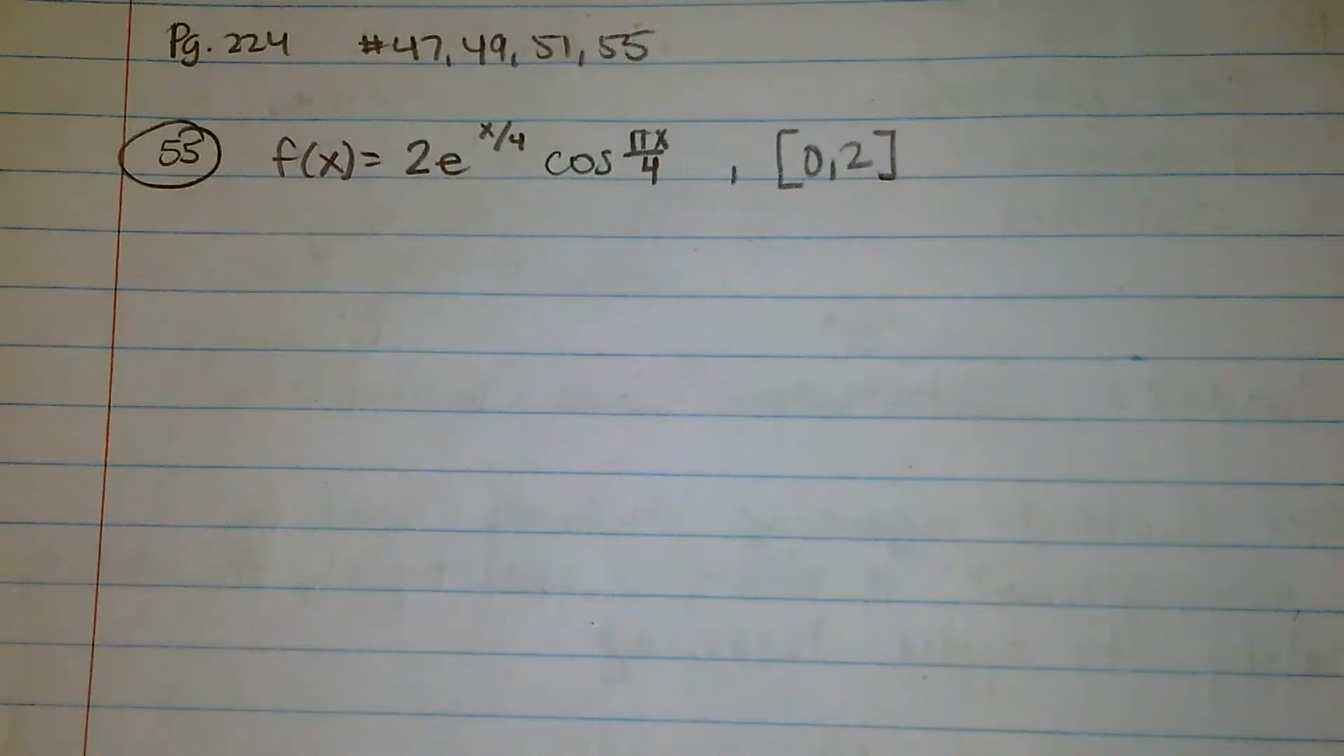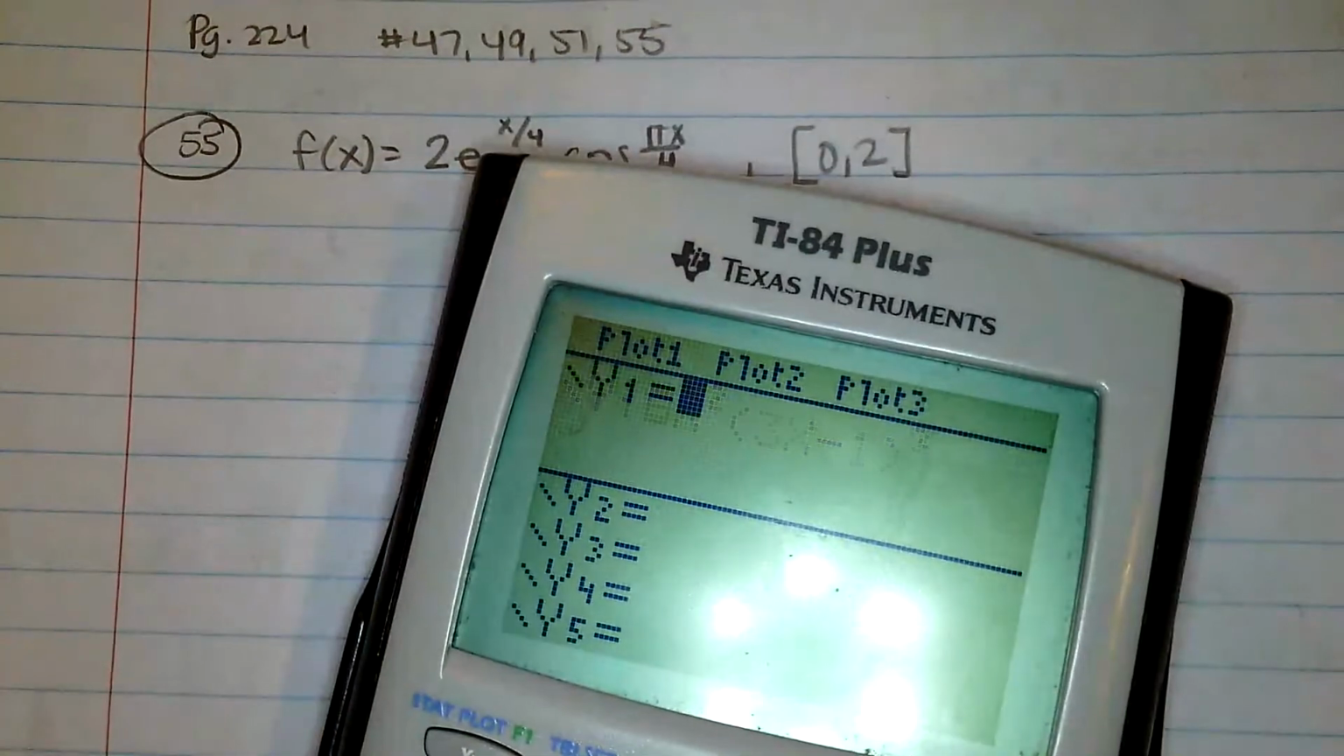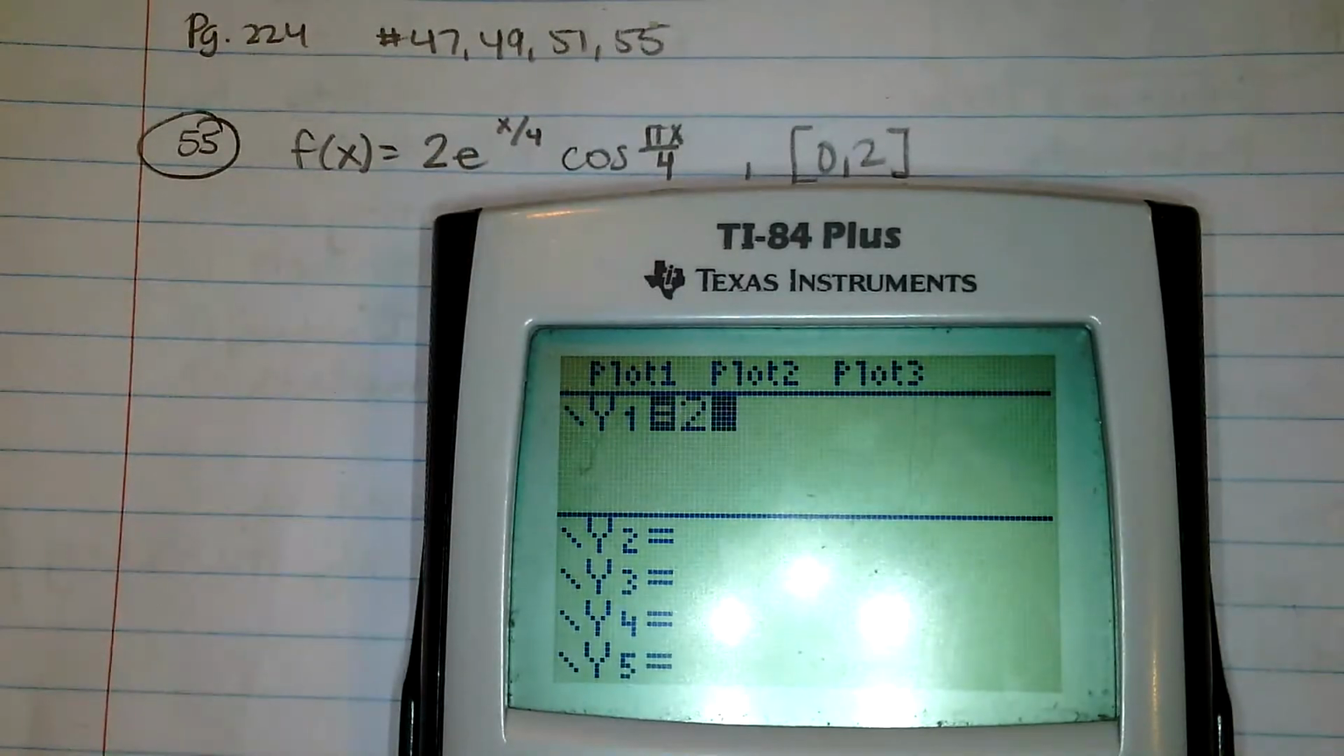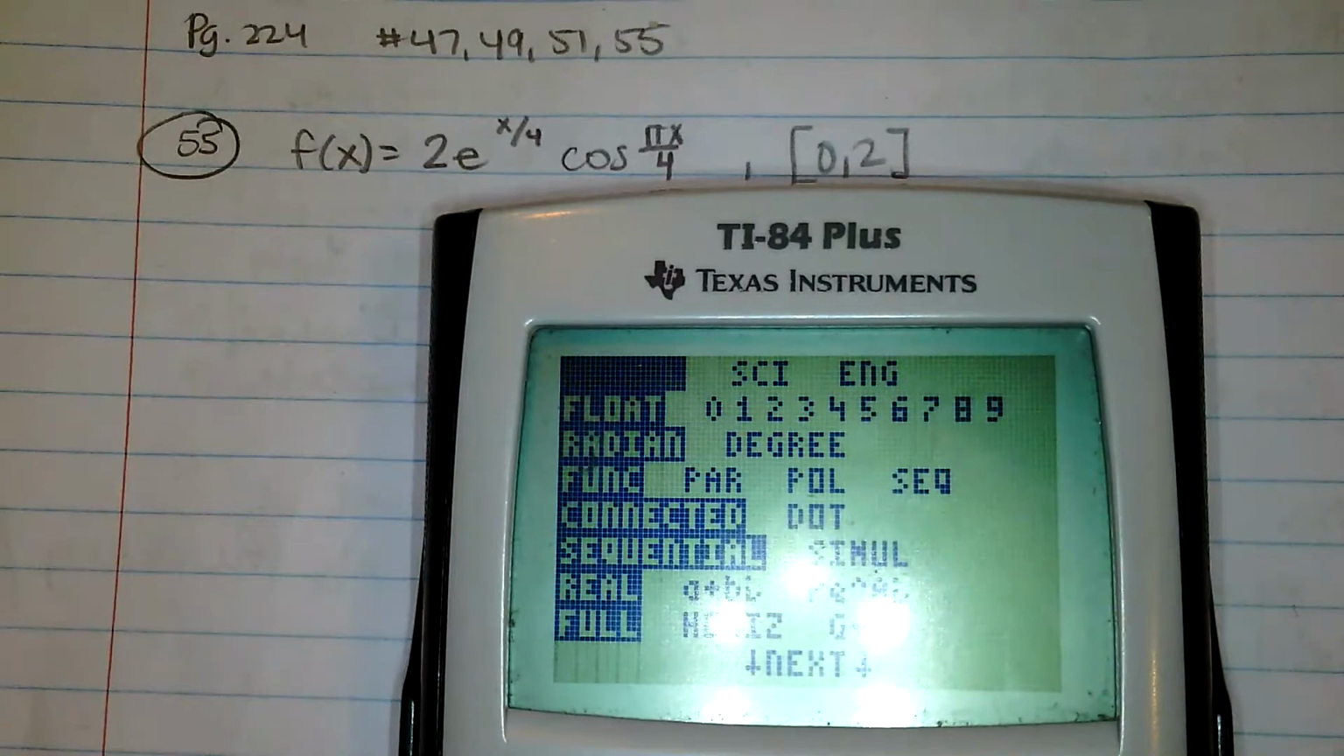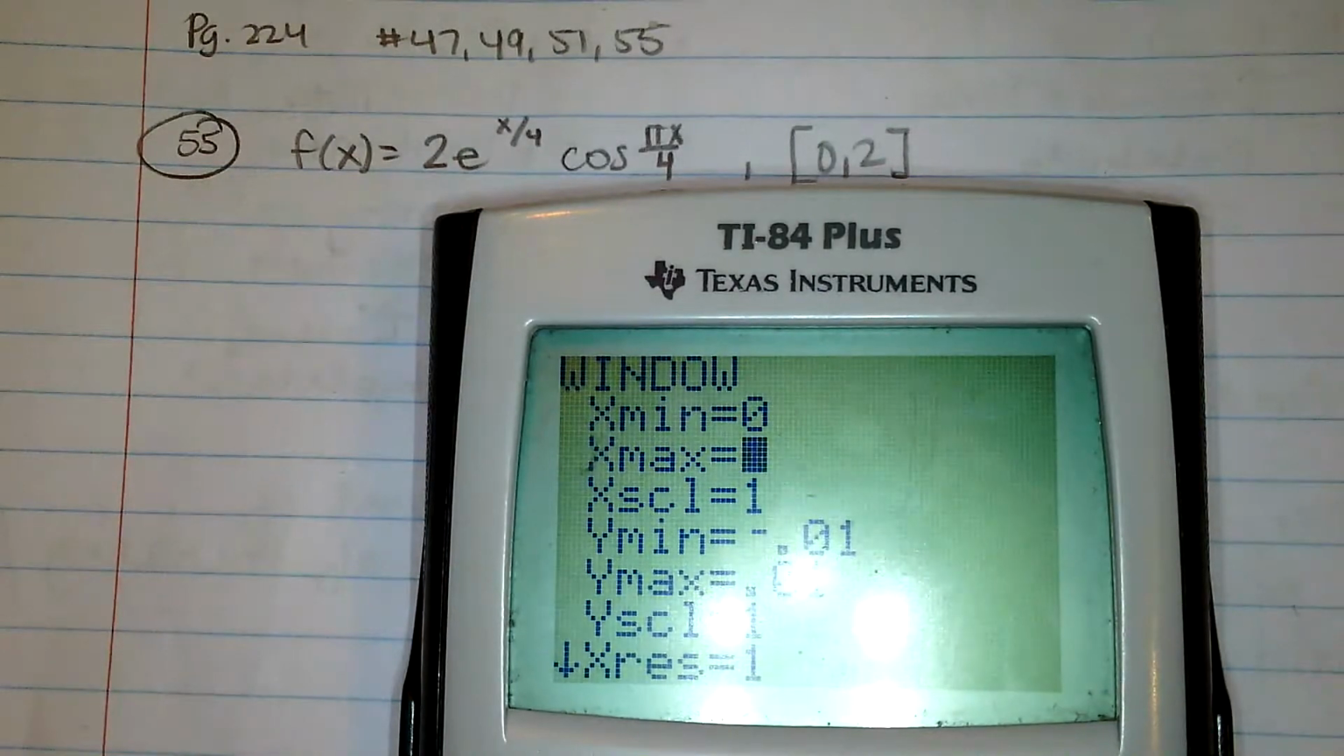So the first part of 55 says to graph the function on the given interval. If I'm just typing it in to wrap my head around it, e to the x over 4 cosine pi x over 4, and I'm going to make sure I'm in mode radians. 0 to 2 is the interval that I want to see, so window is 0 to 2.